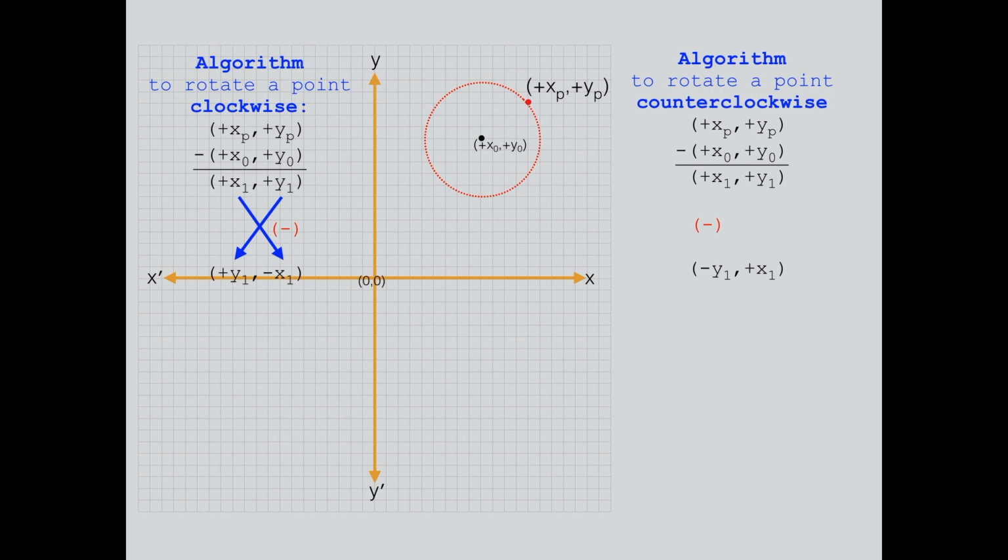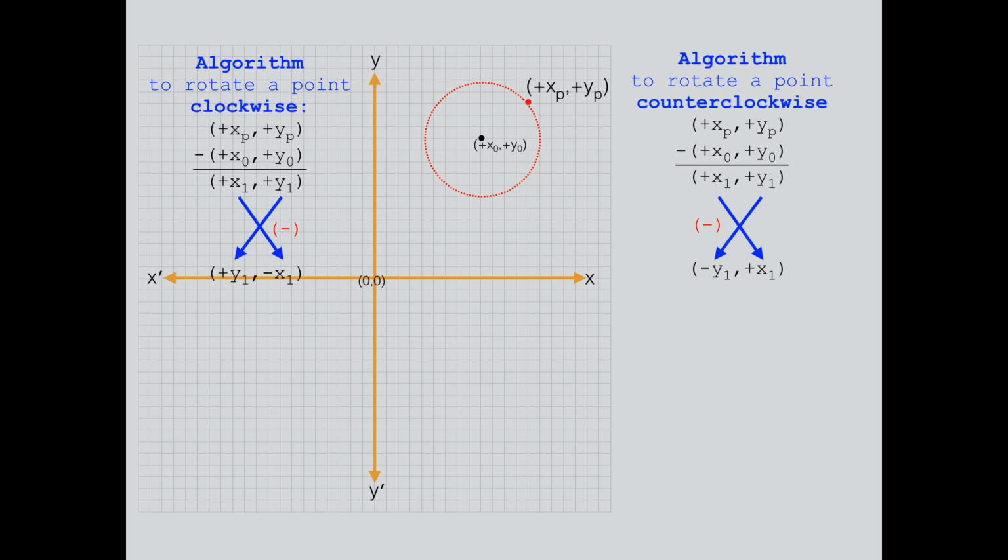On the counterclockwise side, we're essentially doing the exact opposite thing that we would do for clockwise. We're taking the positive x1 and swapping it with the y position, but we're not negating. We're keeping its sign intact. Whereas we're taking the positive y1 and swapping it with the x position and negating that instead. So we end up with negative y1 and positive x1. And so, as you can see, we're doing the exact opposite thing for the counterclockwise algorithm than we are for the clockwise algorithm. And this allows us to end up with our result.